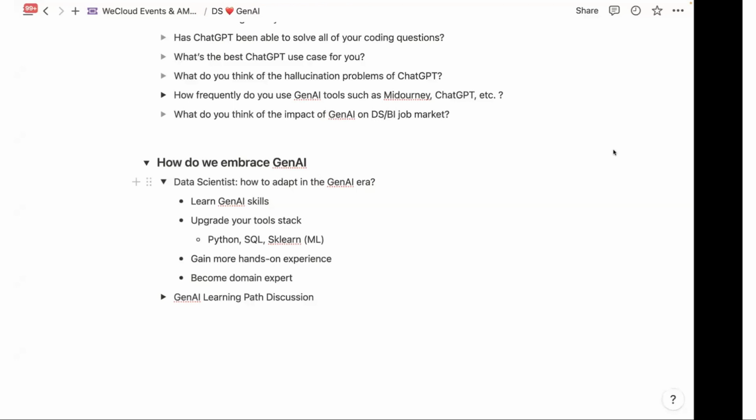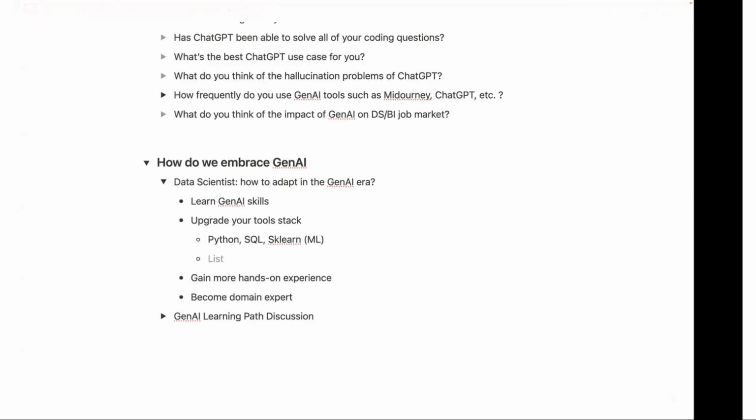Python, SQL, scikit-learn, I think these are the fundamental skills for data scientists in the future. But along the way, I think you need to pick up more GenAI skills, right? You need to start learning more about deep learning neural networks. But also, I highly recommend data scientists start building more of a moat around yourself, which is, knowing data analytics alone is probably not enough.